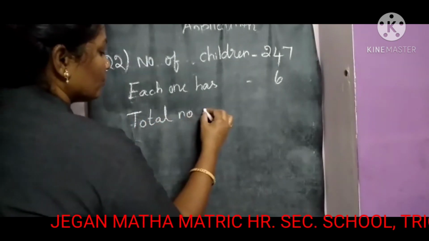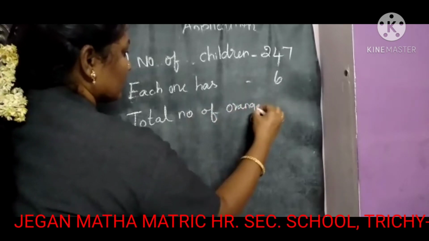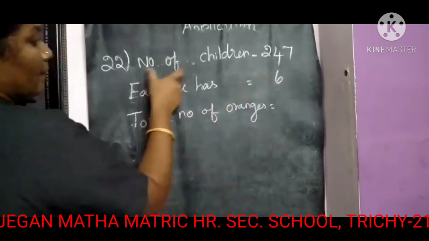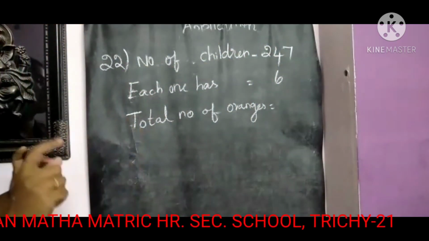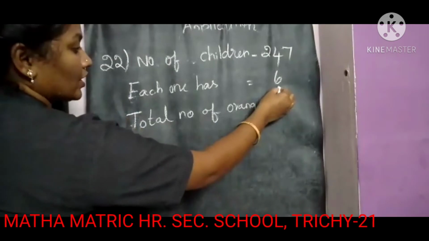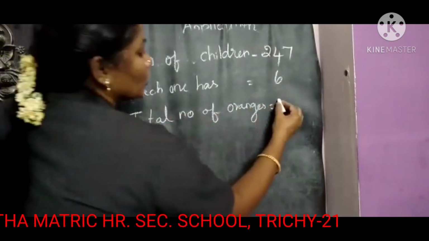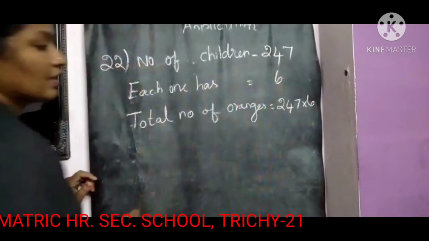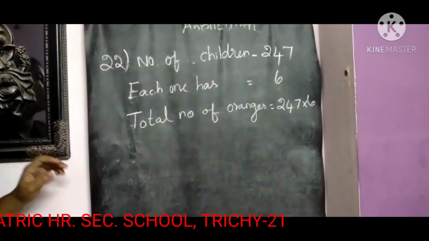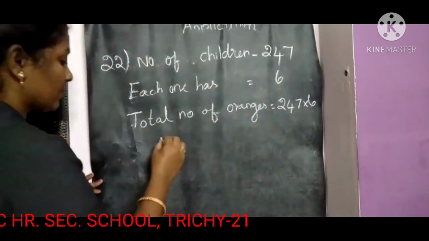So the number of children is 247. Each child has 6 oranges. So you want to find out the total number of oranges. So 247 multiplied by 6. In this sum you are going to use the 6 table. So first step, write the tables in the rough column side.